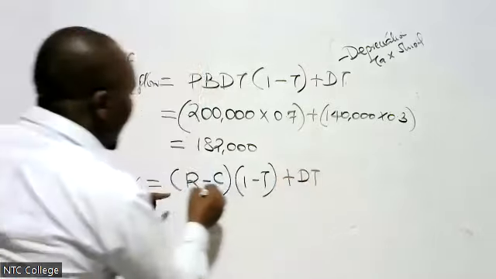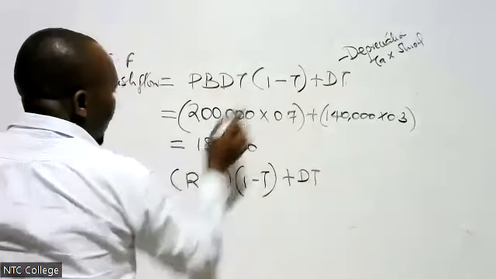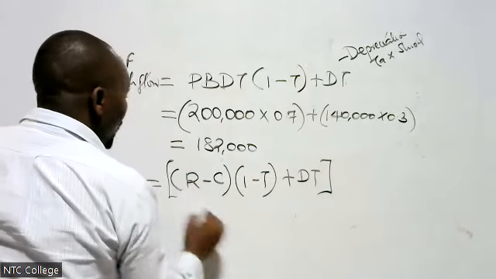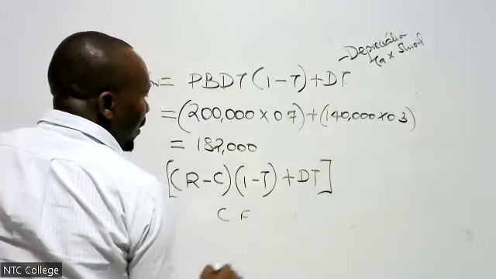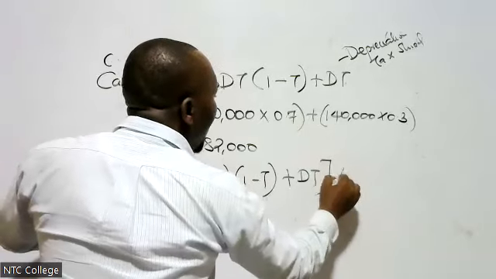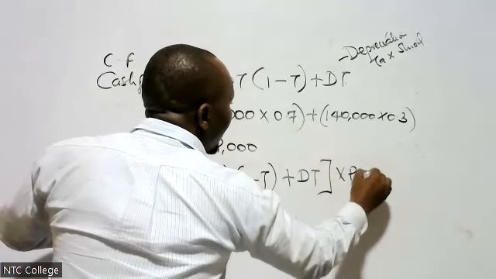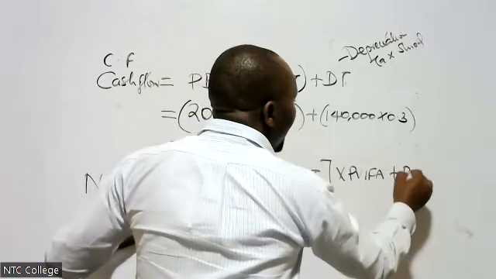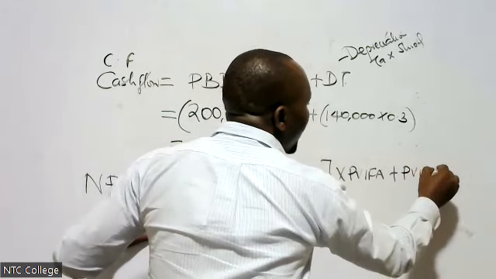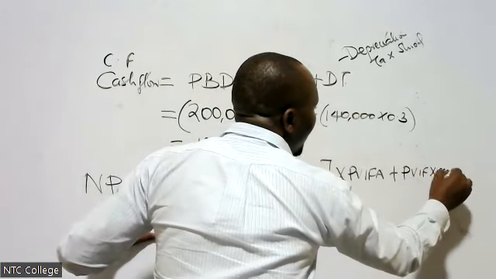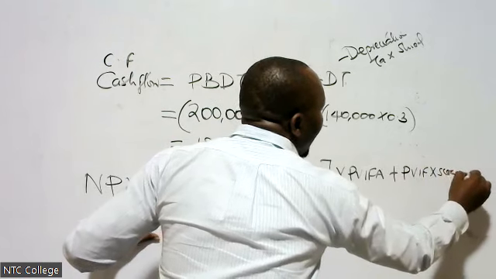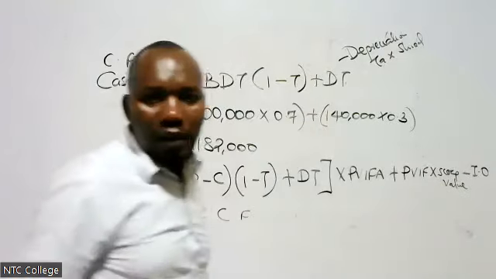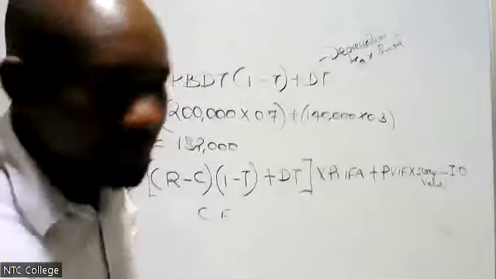Now, this one is basically cash flow. It's the same as this. So this one is cash flow. So we are saying that all this cash flow, which is basically CF, we can now have it here, multiplied with PV. Then whatever answer that you're going to get, add PV of the scrap value minus IO. The scrap value minus IO.